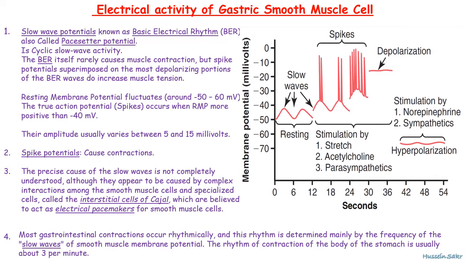Here we would like to give more detail about the resting membrane potential. The resting membrane potential of the smooth muscle is variable. It ranges from minus 60 to minus 50 millivolts, and this is known as the resting membrane potential. The changes in the resting membrane potential which don't reach the firing level are known as the slow wave of depolarization.